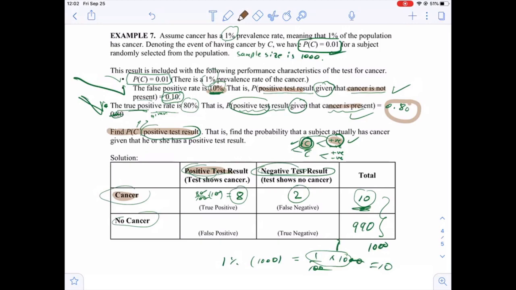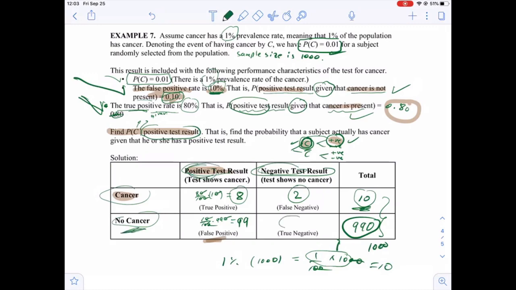Okay, now here false positive, as you can read, the false positive is 0.10, and that's 10%. So 10% of how many? Of 990, the people who don't have cancer. So just multiply them using a calculator. We find that there are 99 people, or subjects, or members of that sample who don't have cancer but their test is positive.